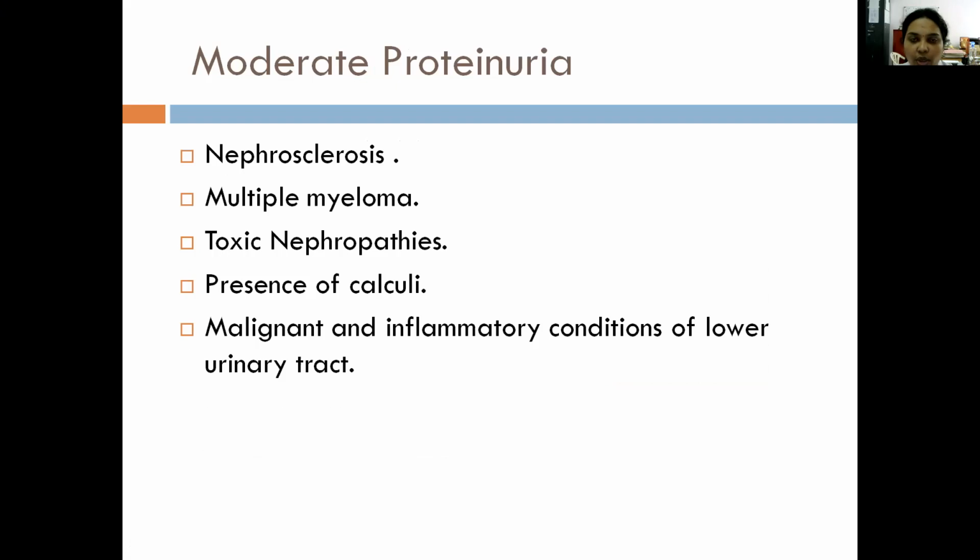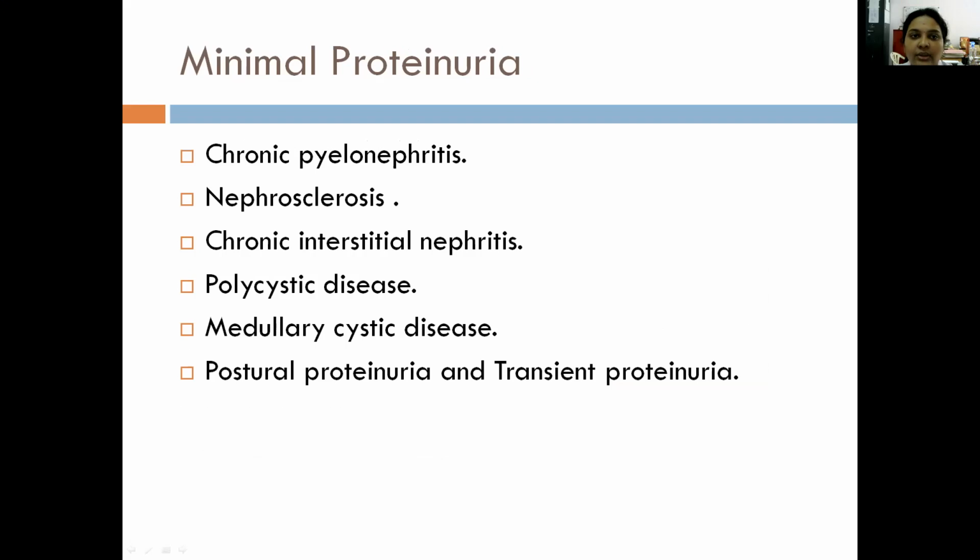Now we will see what are the causes for moderate proteinuria: nephrosclerosis, multiple myeloma, toxic nephropathies, presence of calculi, malignant and inflammatory conditions of the lower urinary tract. Then we will see the causes for minimal proteinuria: chronic pyelonephritis, nephrosclerosis, chronic interstitial nephritis, polycystic disease, medullary cystic disease, postural proteinuria, and transient proteinuria.